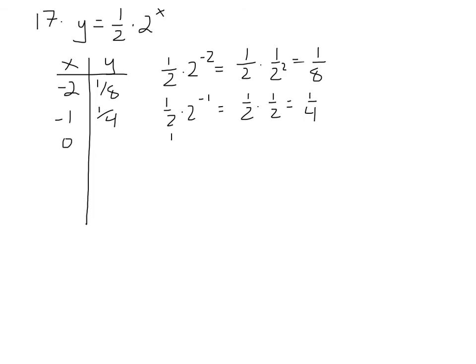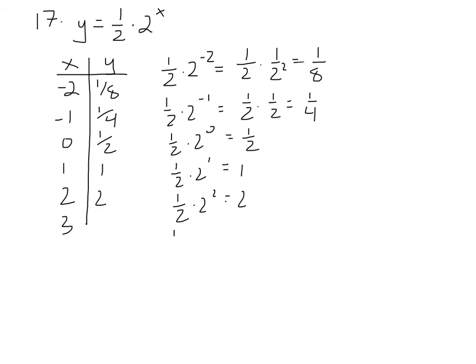0. 1/2 times 2 to the 0 power equals 1/2, because anything to the 0 power equals 1. 1. So now 1/2 times 2 to the first equals 1. And plug in 2. 1/2 times 2 squared equals 2. You know what? I'm going to try 3 as well, just to see what's going on with this. Times 2 cubed, and that's going to be 4. I'm going to go ahead over here, and now we'll try to draw a straighter line than that.